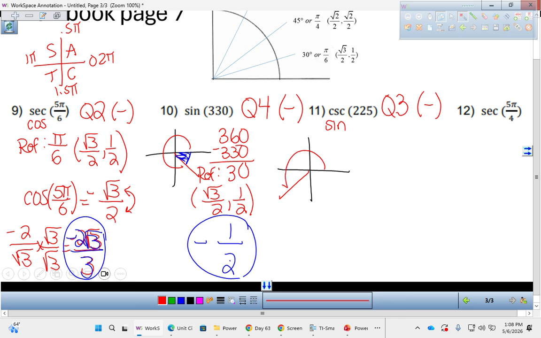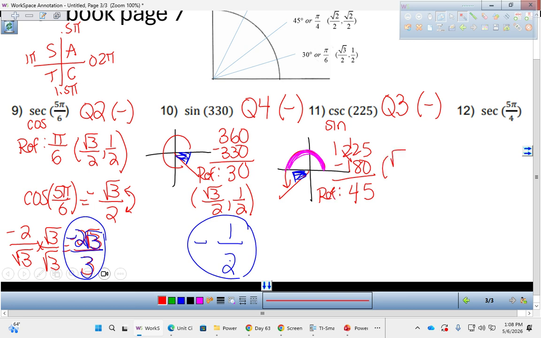So here's what I know. Here's what I want to know. That little piece, I need to subtract this part from. This is 180 degrees. So to find my reference angle, I'm going to take 225 and I'm going to subtract 180 degrees. 5 minus 0 is 5. I can't do 2 minus 8, so I'm going to borrow and make it 12 minus 8. So my reference angle is 45 degrees.